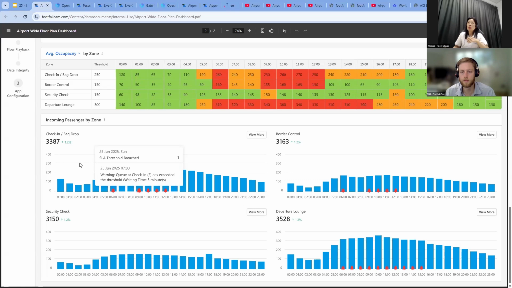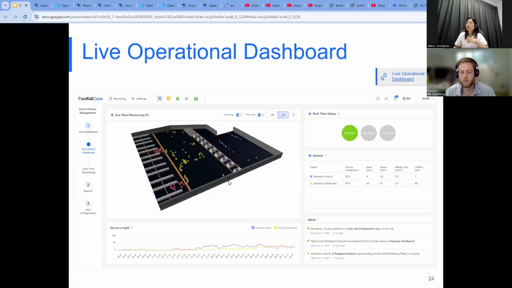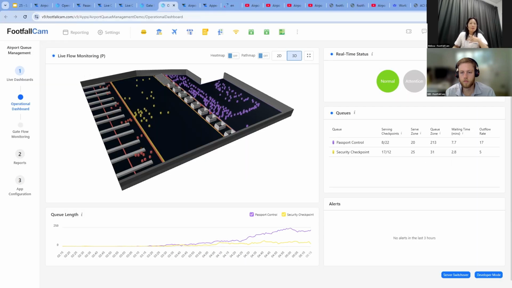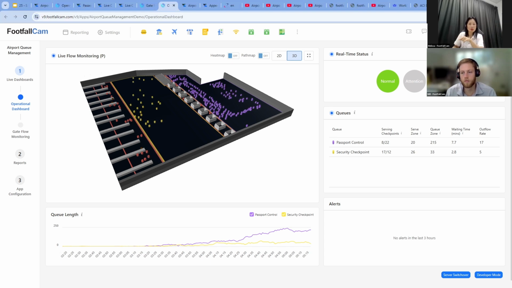Now, we also want to look at a live operational dashboard, like here, as I showed just now, which is absolutely critical for the day-to-day airport operation. Unlike the report that looks back, this dashboard actually gives you real-time visibility, so you can respond instantly when the queues start to build or the staffing mismatches occur. For example, here, these are not open. You only have 3 or 4 of the counters being open here.